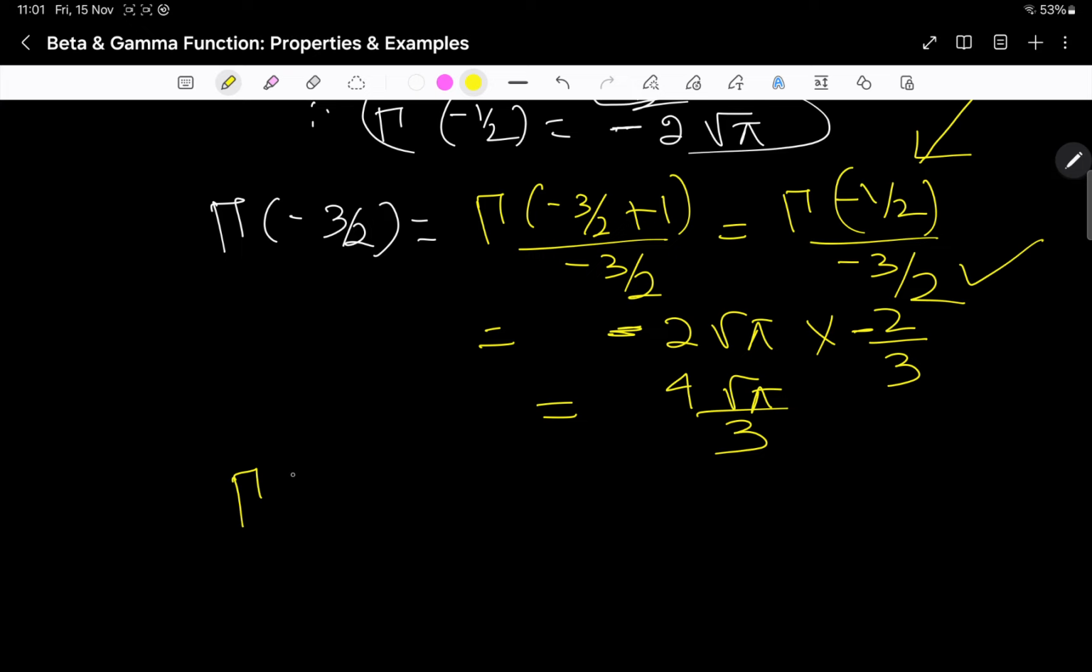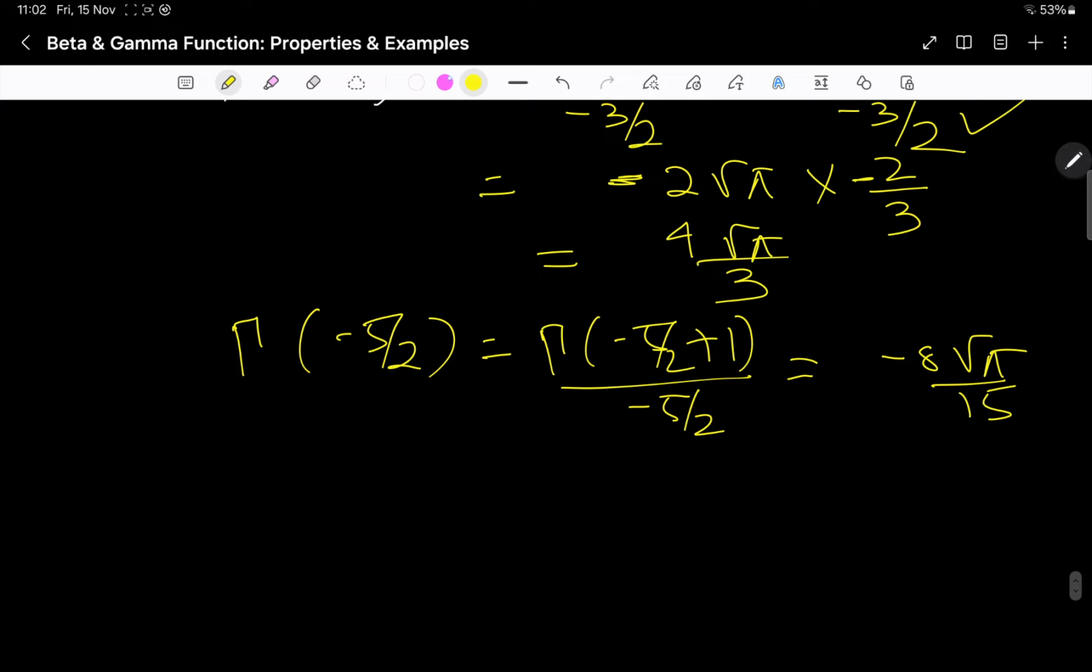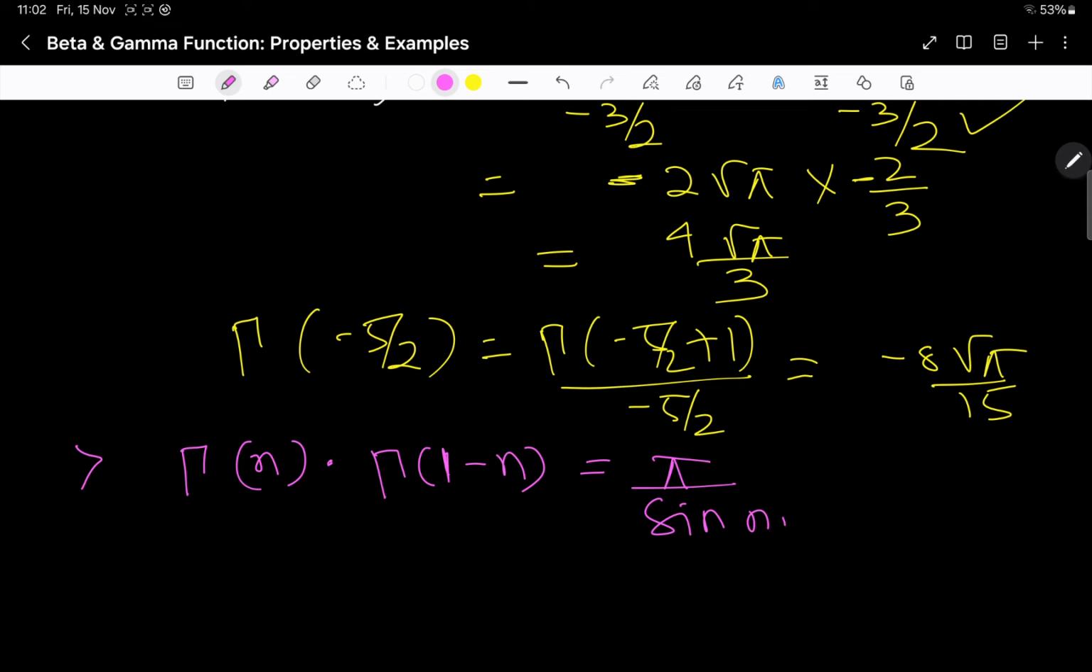Likewise, if I ask what is gamma of minus 5 by 2, it will be gamma of minus 5 by 2 plus 1 by minus 5 by 2. You simplify it, it will be minus 8 root pi divided by 15. Now coming to another important property: gamma of n into gamma of 1 minus n is pi by sine n pi. This is again one of the most important properties.